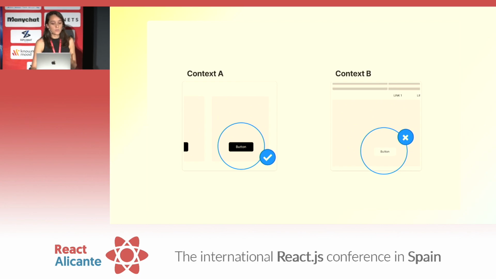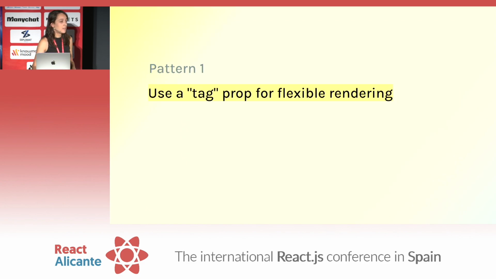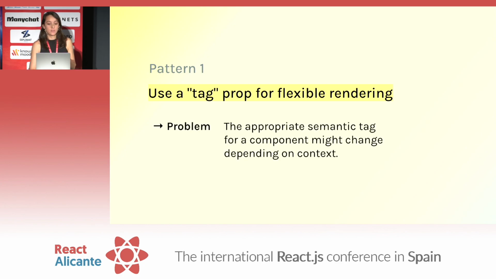So that's why today I want to address this problem by sharing 3 patterns that can be used inside component libraries to give more power to the consumers and allow them to easily customize components to meet their accessibility needs. So let's dive in. The first pattern I want to talk about is to use a tag prop to allow the consumer to choose the HTML tag that the component will render.